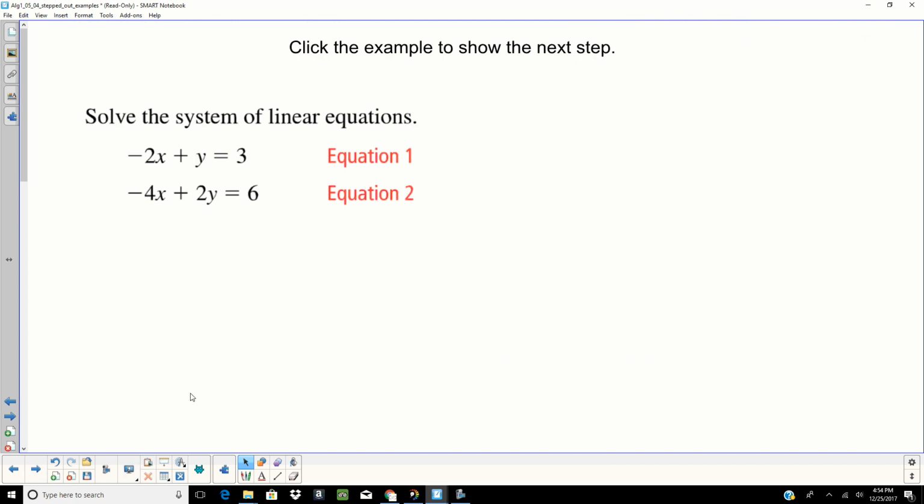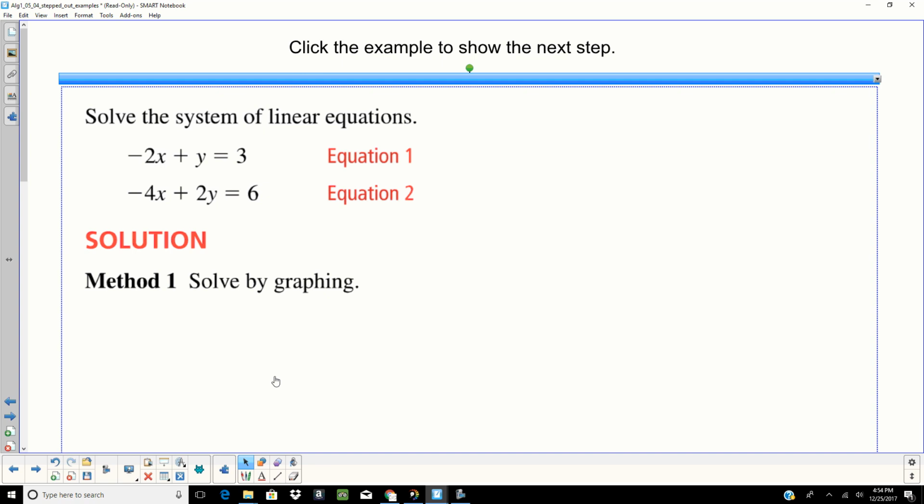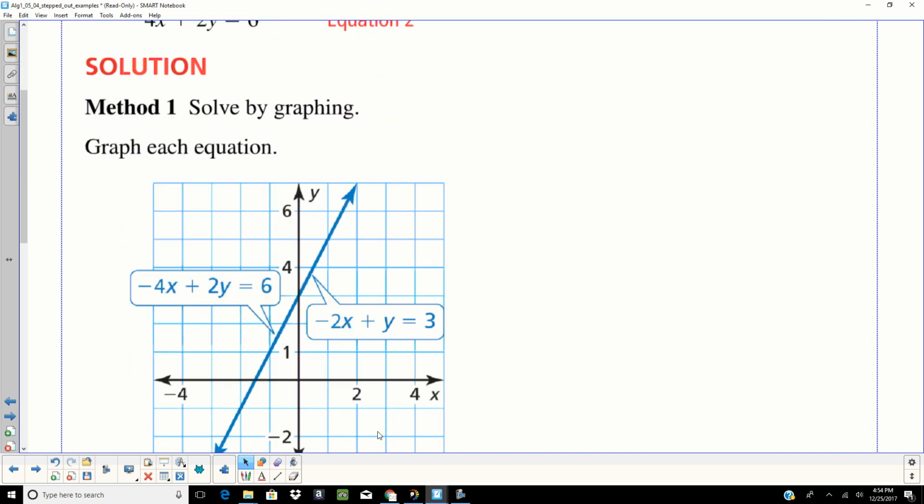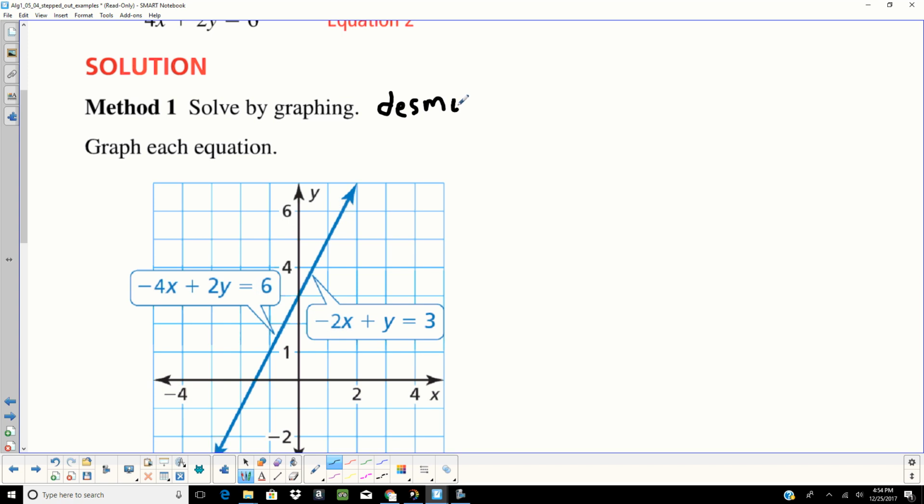Let's go ahead and do another example. Here I have 2x plus y equals 3 and -4x plus 2y equals 6. So let's do method 1. Let's graph them. Again, you could probably go ahead and graph this on Desmos if you wanted to, and we talked about that in one of our earlier lessons, desmos.com. You can just type in the equation, and it's very easy to use.